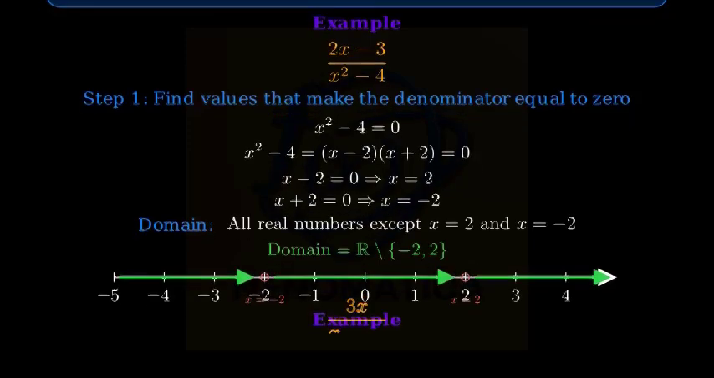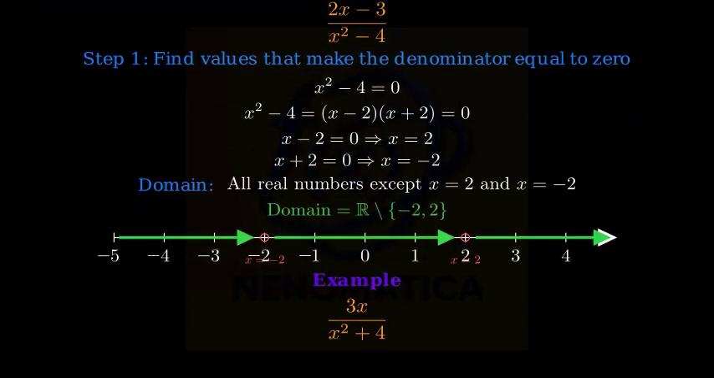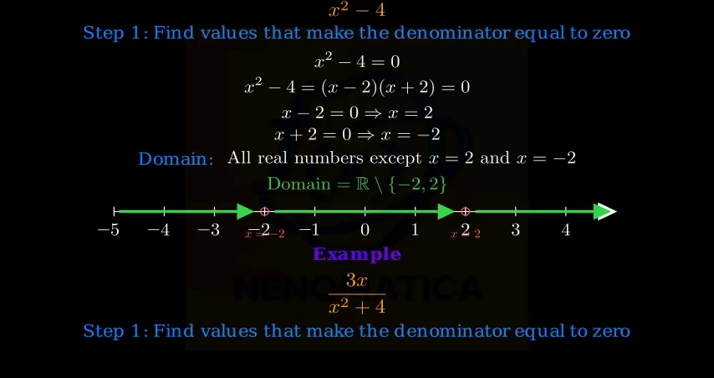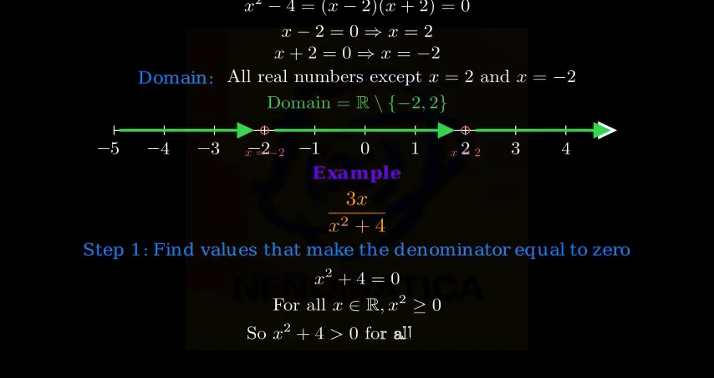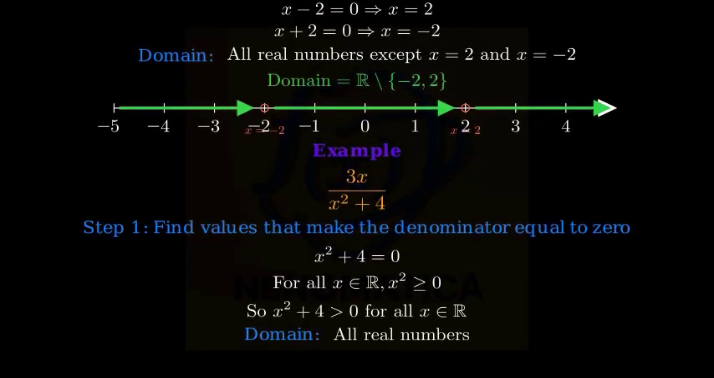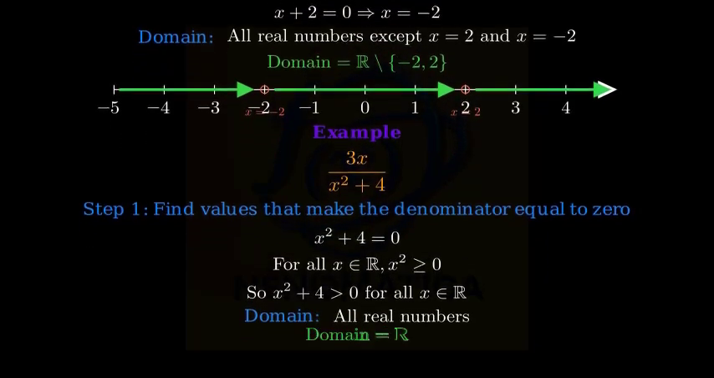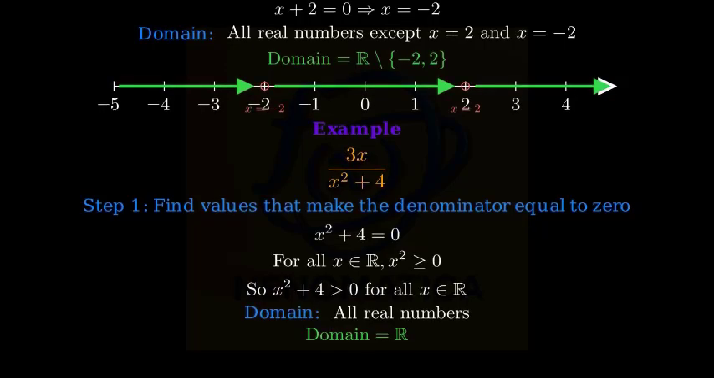We have the rational function 3x divided by (x squared + 4). Again, we need to find the values that make the denominator equal to 0. The denominator is x squared plus 4. Can this expression ever equal 0? Actually, for any real value of x, x squared will always be greater than or equal to 0. Adding 4 to that gives us a value that is always greater than 0. So, there are no real values of x that make this denominator 0. Therefore, the domain of this rational function is all real numbers. In set notation, we write this as simply the set of real numbers.